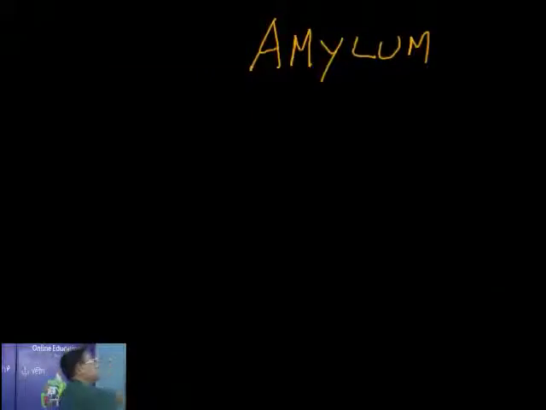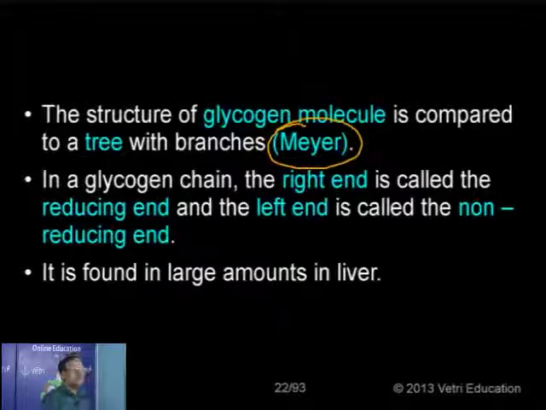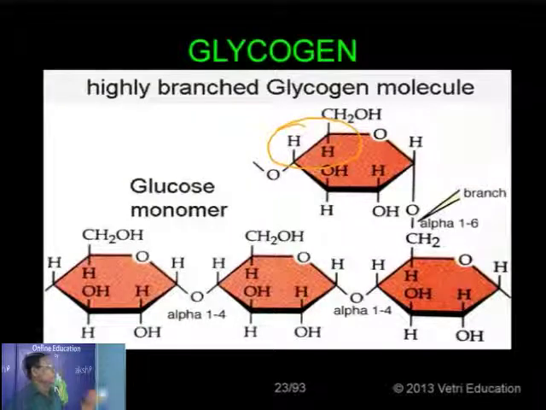Then in its structure, if you make a photograph of glycogen, it looks like a tree. The glycogen molecule looks like a tree with branches. That branched structure, which looks like a tree, was first proposed by Meyer. He was the first person to propose the structure of glycogen looking like a tree with branches. Here I will show the glycogen structure. See that one, a highly branched molecule.